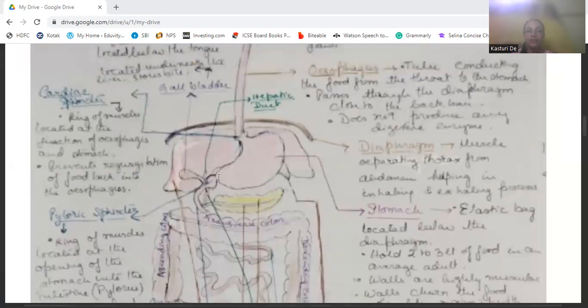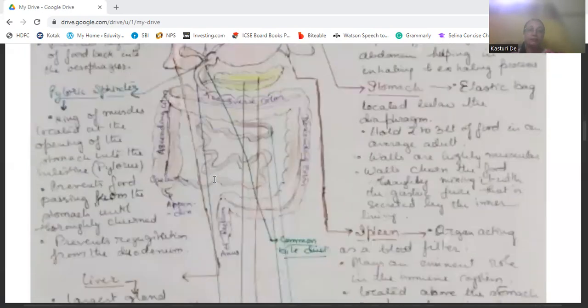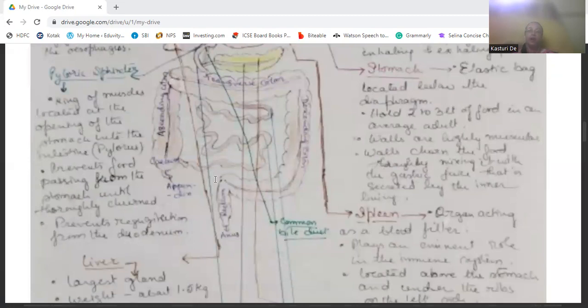Now, when the stomach ends and enters into the small intestine, at this junction there is another ring of muscles, which is known as the pyloric sphincter. This portion at the junction from the stomach to the intestine is known as the pylorus, and this sphincter is the pyloric sphincter. It prevents the food from regurgitating from the duodenum, that is, from the small intestine.